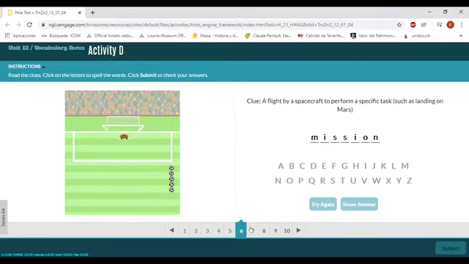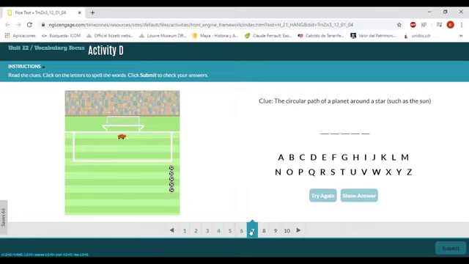Now number 7. This one is the circular path of a planet around a star, such as the sun. What do you think is the answer? In this one, we're going to guess together. If you think it's letter R, okay, we have a letter R. What do you think is the next letter? O? Yes, very good. So what do you think is the correct answer? Yes, it's orbit. Very good.